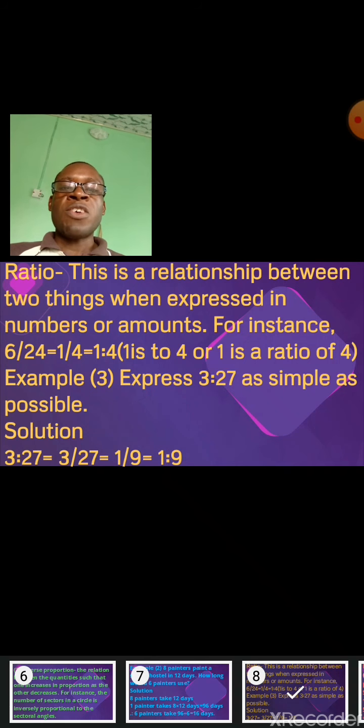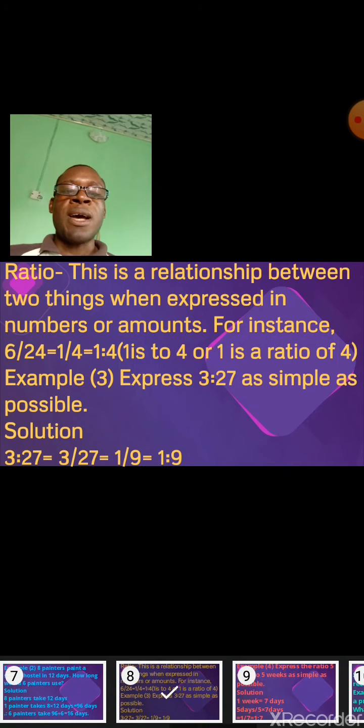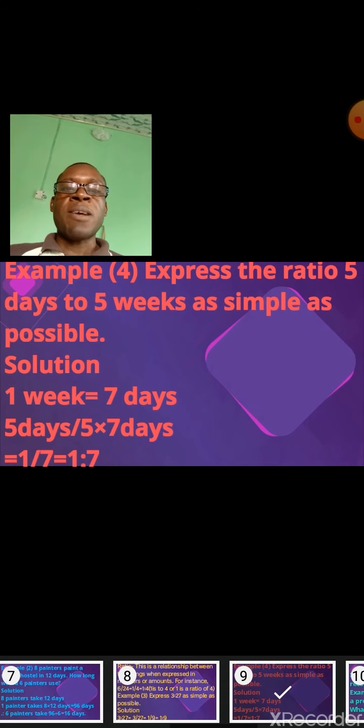Example 3. Express 3:27 as simple as possible. Solution: 3:27 equals 3 over 27. 3 divided by 3 is 1. 27 divided by 3 is 9. Therefore, 1 over 9 is the same as 1:9. Example 4. Express the ratio 5 days to 5 weeks as simple as possible.